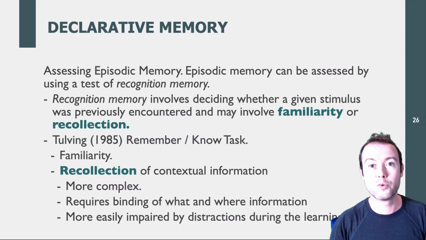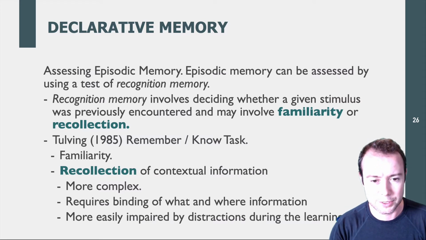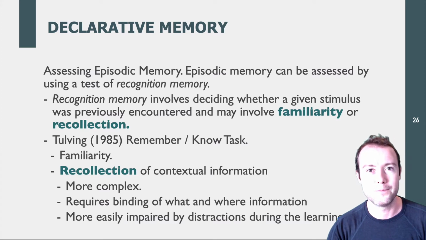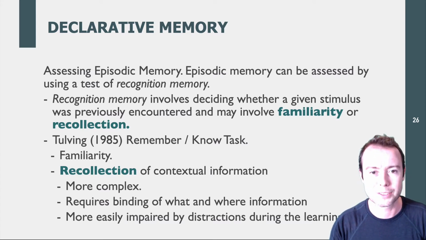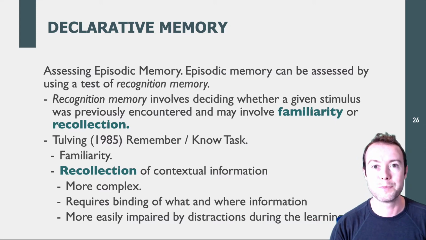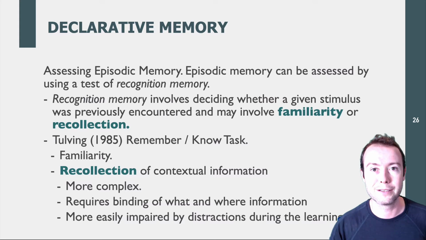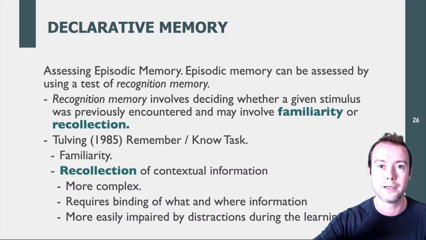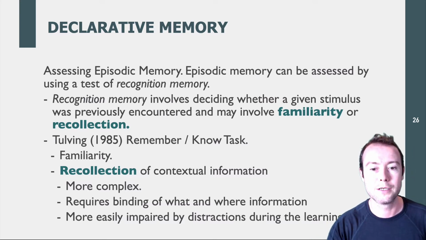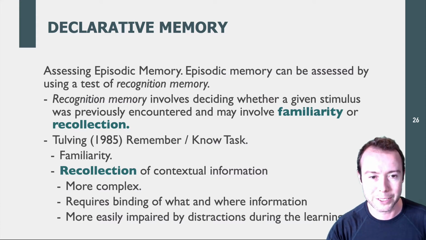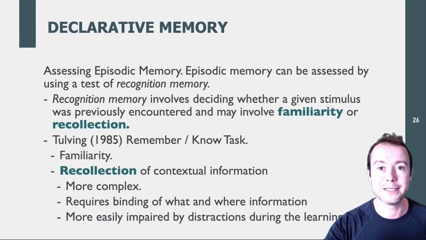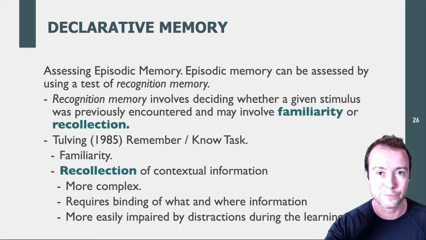Typically, one of the ways that you could assess this distinction is using a task known as Tulving's remember-know task. Put really simply, participants in this task just indicate whether their recognition response is based on familiarity or recollection. And not surprisingly, if we're thinking of the fact that recollection requires combining information about the context of where you heard this information, it's much more complicated than familiarity.